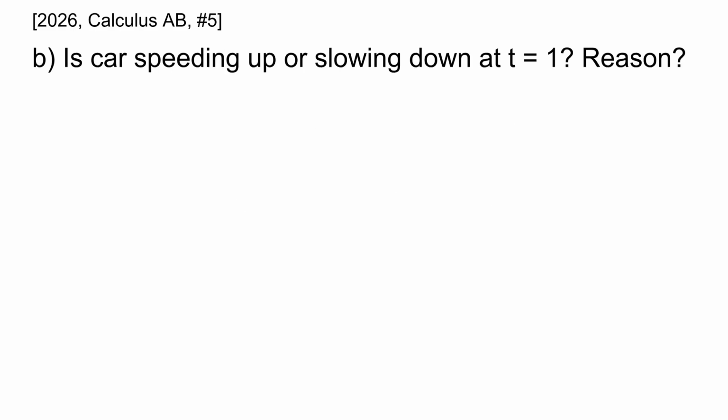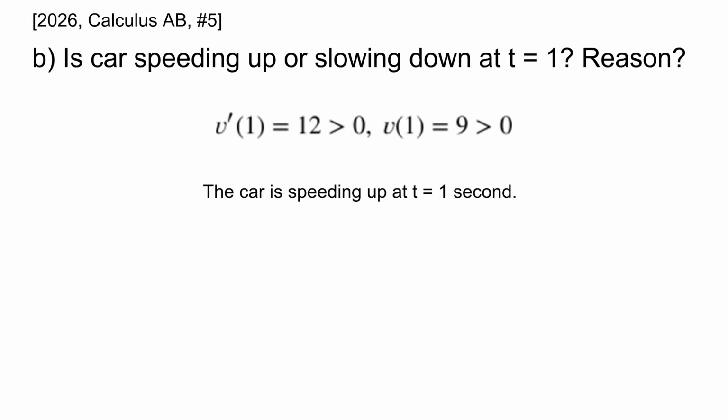In part B of the question, we are asked if the car is speeding up or slowing down at t equals 1 second, and to provide a reason. We saw earlier that v prime of 1 is equal to 12, and we note that that is greater than 0. If we evaluate the function v of t at t equals 1, we get positive 9. That is also greater than 0. Because both v of t and v prime of t are positive when t is equal to 1, we can conclude that the car is speeding up at t equals 1 second.